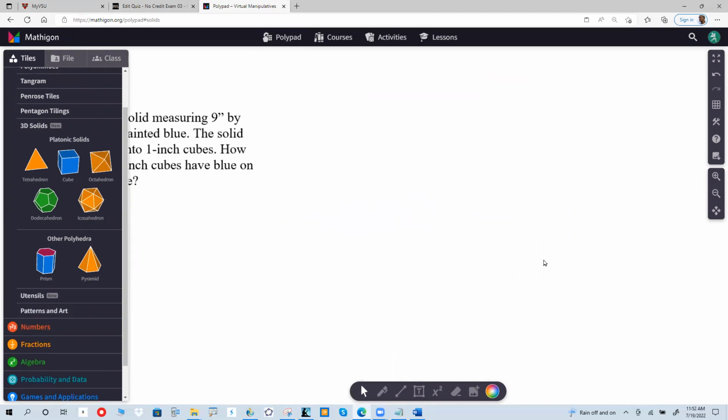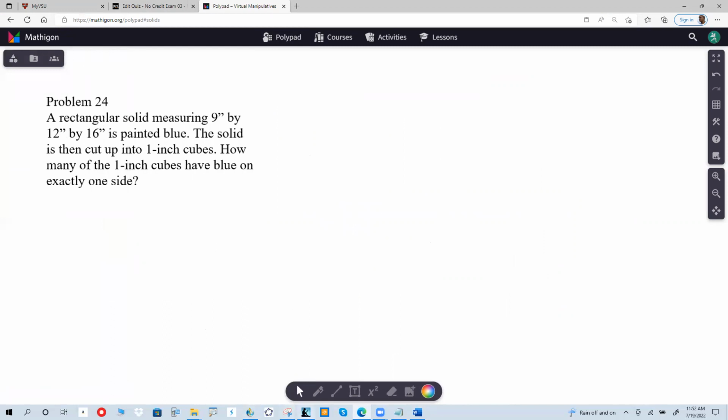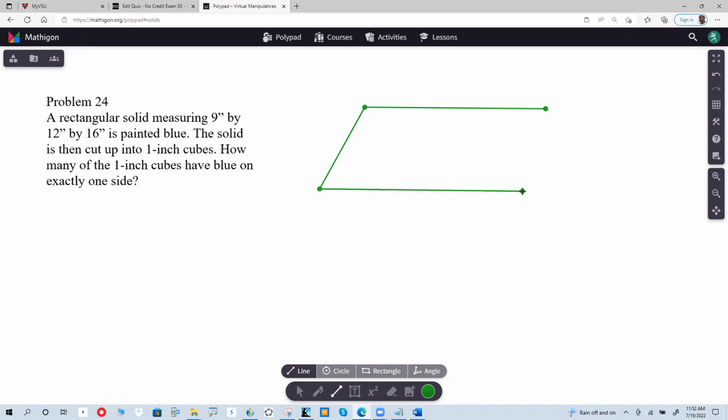I'm not going to worry about this. I'm going to do it by hand, okay? This is a box that's 9 by 12 by 16. That's all there is to it. And my picture is not going to be perfect.